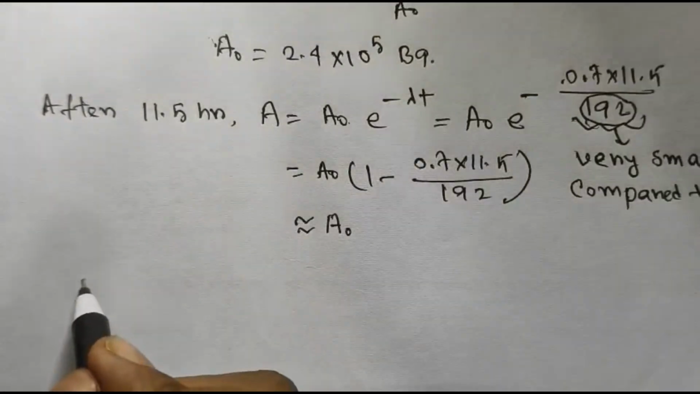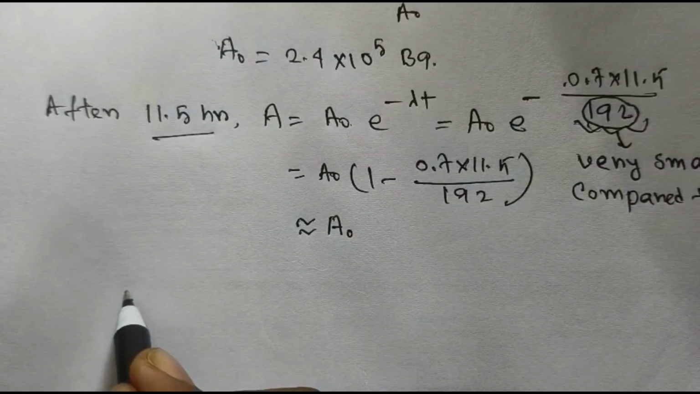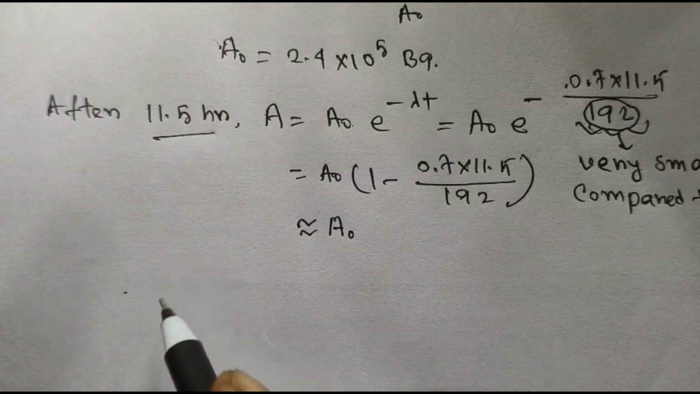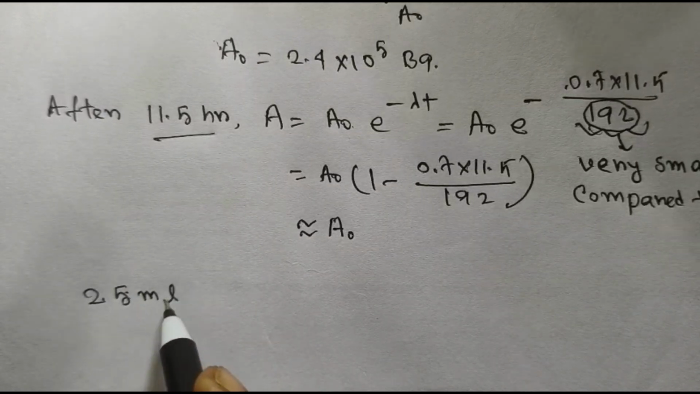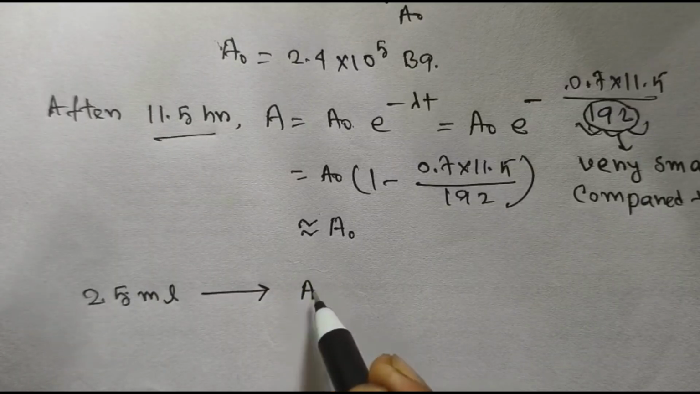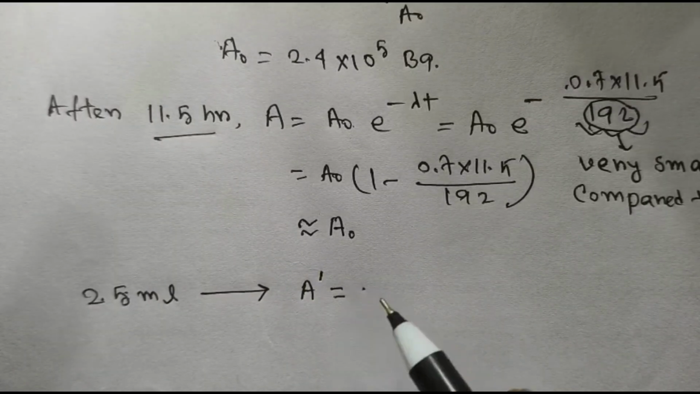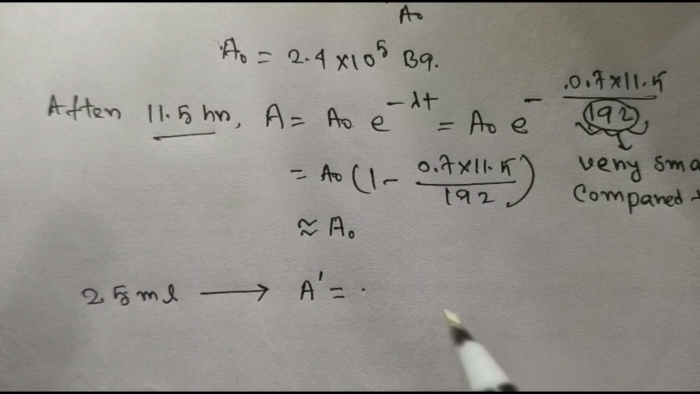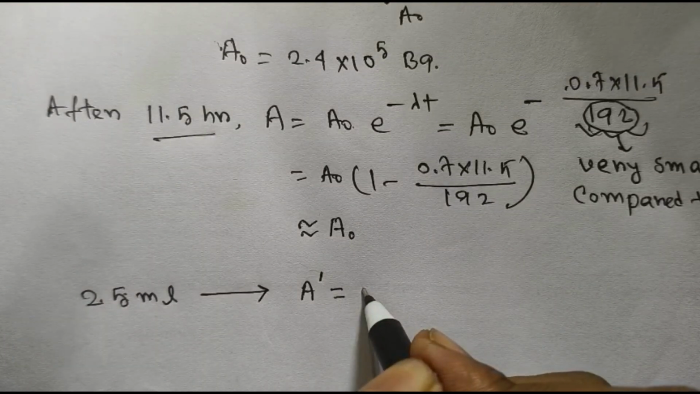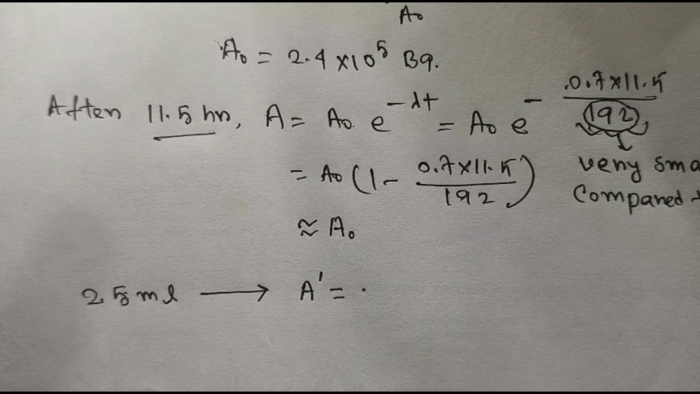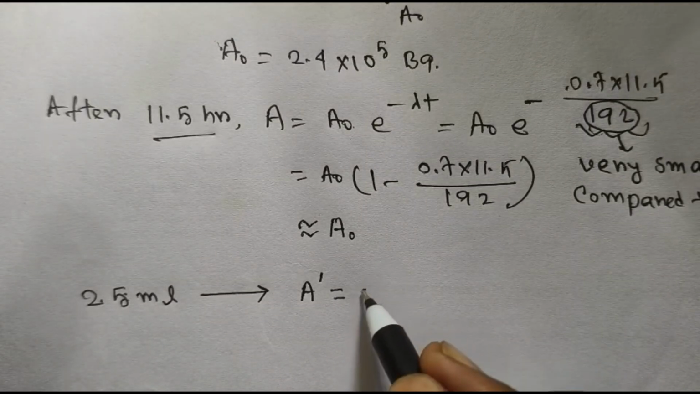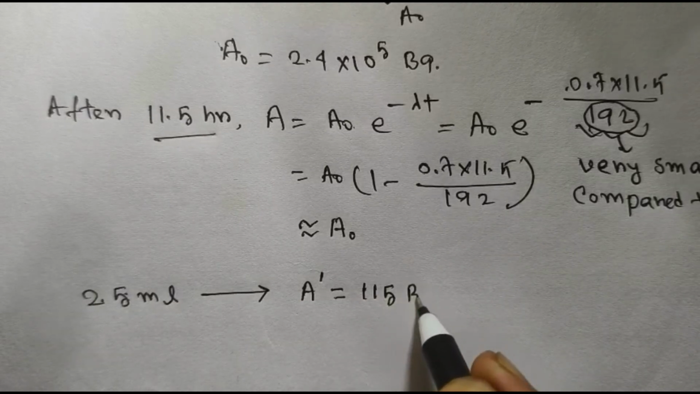क्वेश्चन में क्या बोला कि 11.5 आवर के बाद हमने कुछ सैंपल लिया था, 2.5 ml का ब्लड सैंपल लिया था, तो उसमें आयोडीन का जो एक्टिविटी है इसको हम A प्राइम मान सकते हैं, जिसका वैल्यू है 115 becquerel.